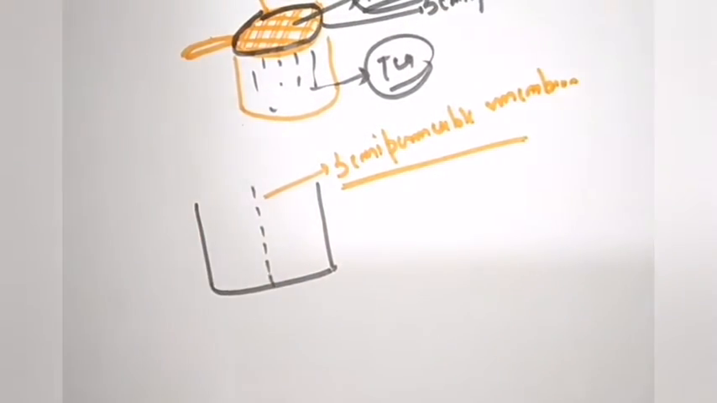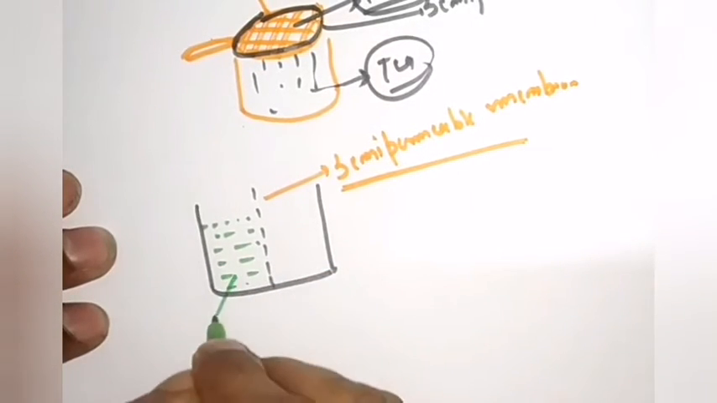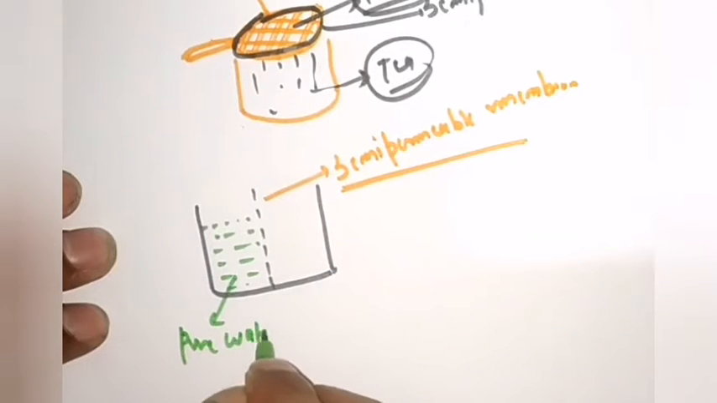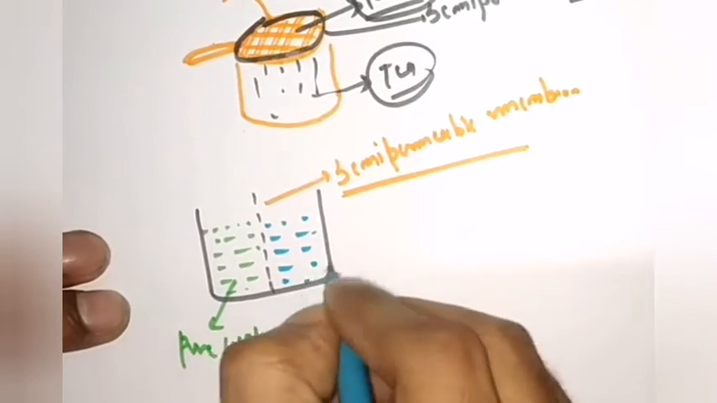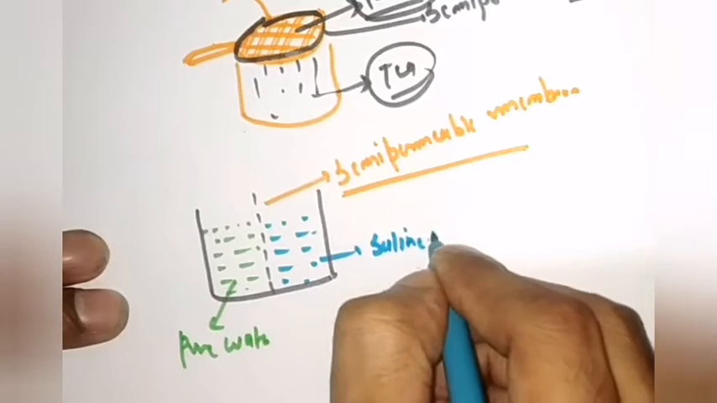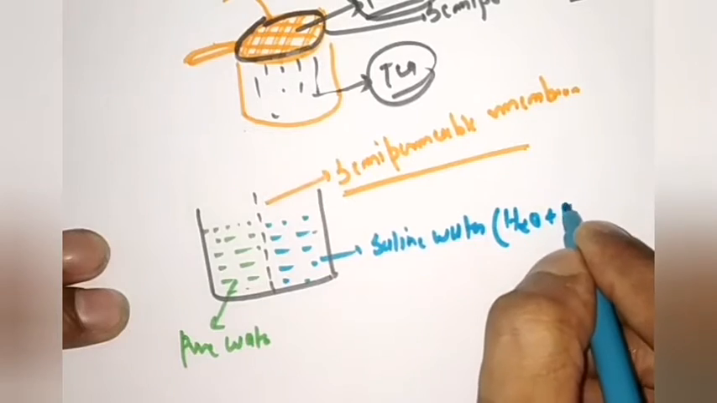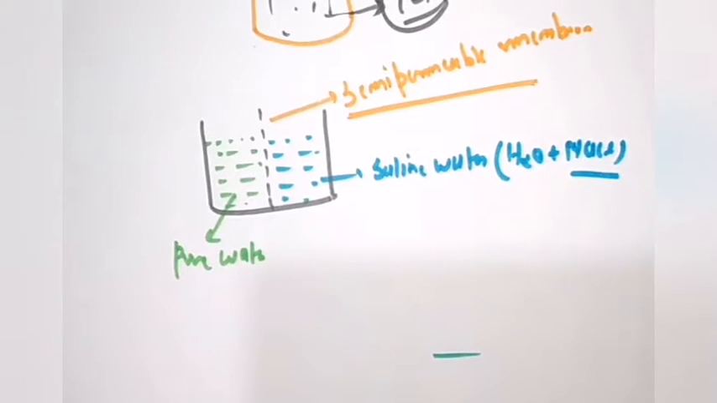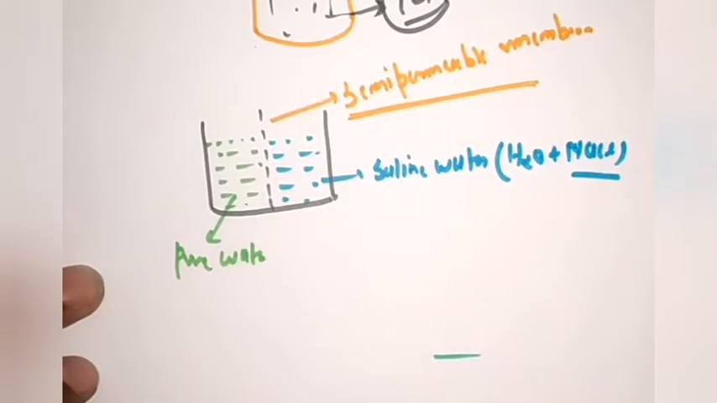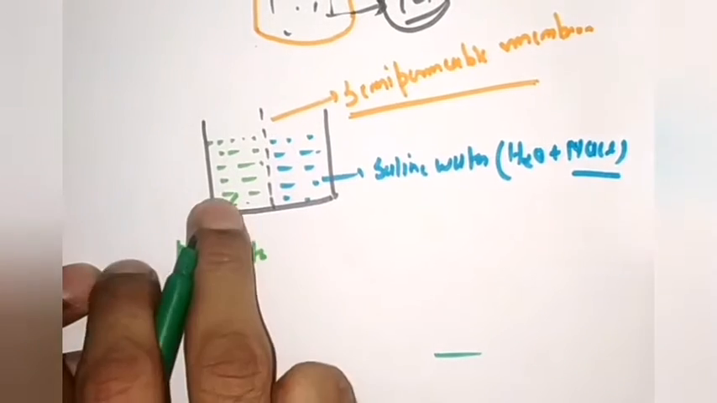Now I am putting pure water here. This is pure water, and in this compartment I am putting saline water. You all know what saline water is: it contains H2O plus NaCl, sodium chloride. Now understand what happens here. Here is pure water, here is the semi-permeable membrane, and the next compartment is filled with saline water.